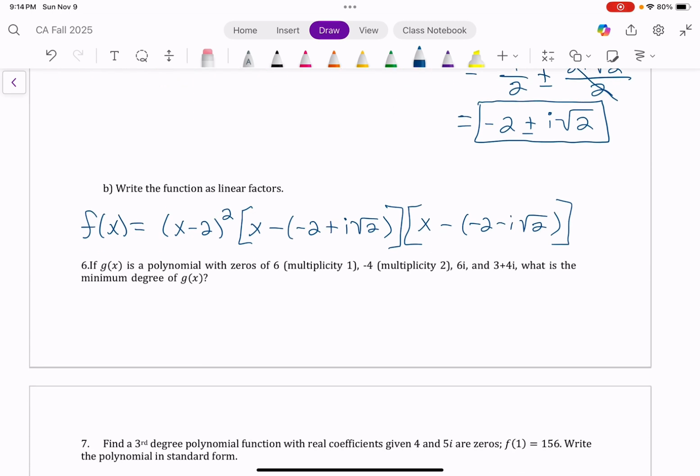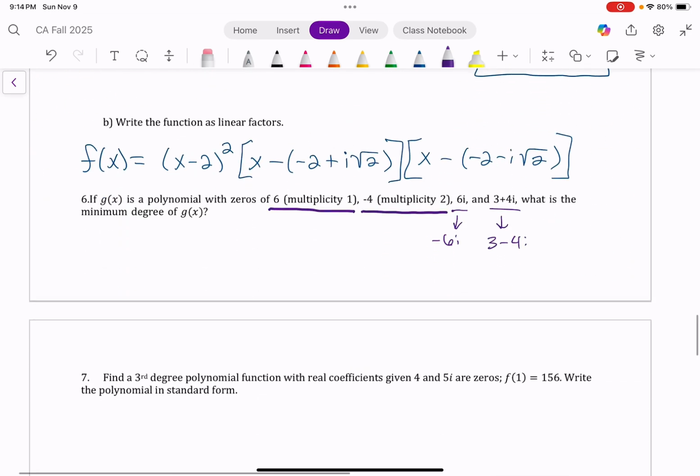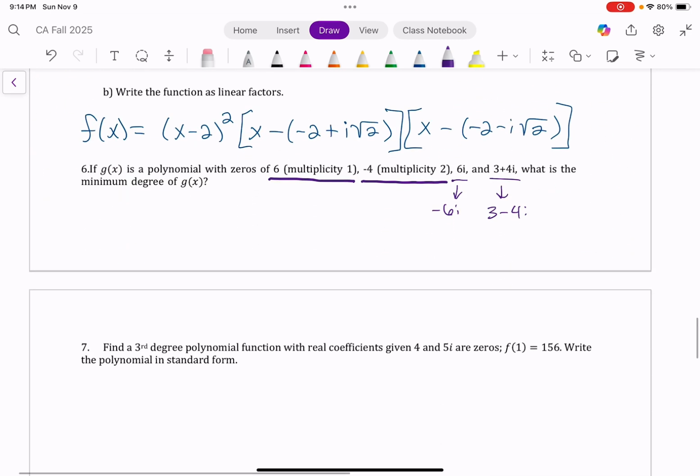Number 6 says, if g of x is a polynomial with zeros of 6, multiplicity of 1, negative 4, multiplicity of 2, 6i, 3 plus 4i, what is the minimum degree? Now, with these complex zeros, we know they come in pairs. So negative 6i and 3 minus 4i should also exist by the conjugate zeros theorem.